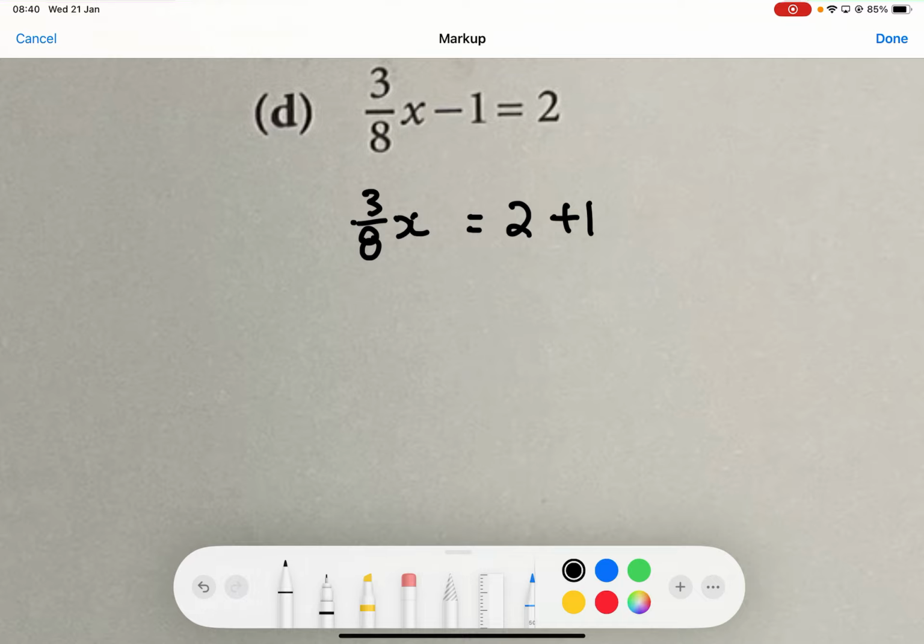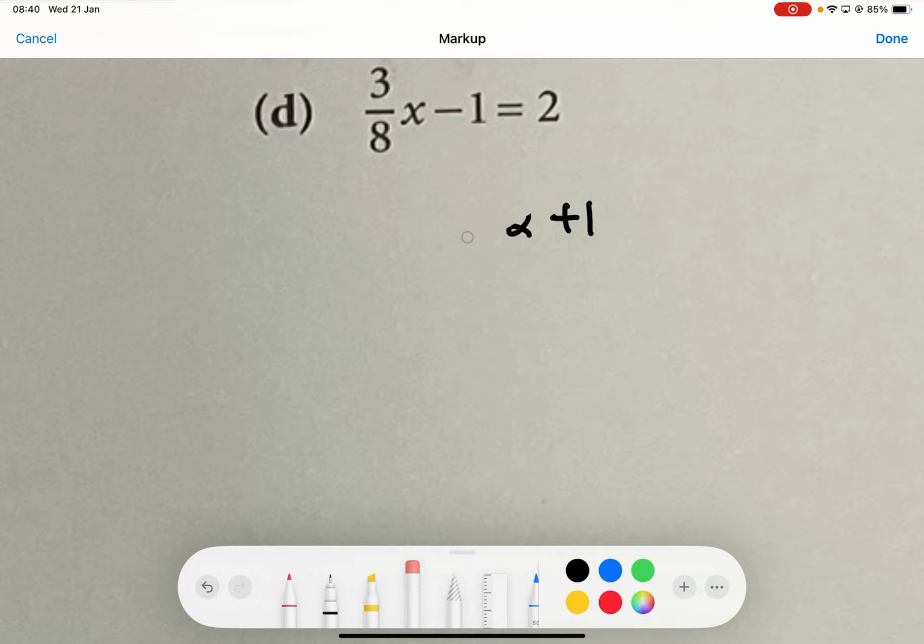Okay, a lot of students will go and write this instead. Instead of writing this, they know that they have to put 1 to the other side. Then they will write 2 plus 1 equals to 3 here. Hey, look at your own solution. I think a lot of you also write it like this. But this one shouldn't be part of your working here.